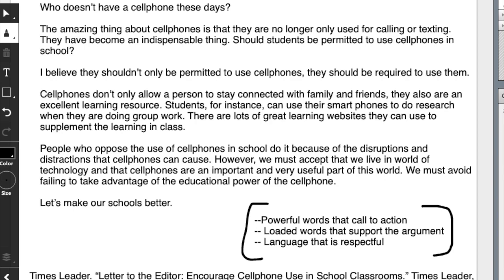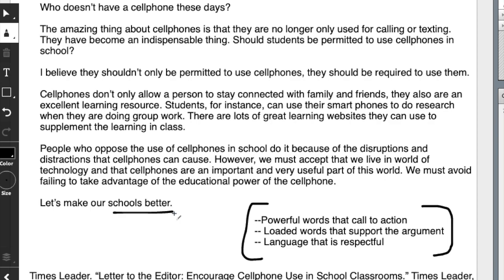Okay, so powerful words that call to action. Call to action is normally the end of an essay or the end of something. And then, if we look here, let's make our schools better. The call to action is very powerful. Let's make our schools better. This also lends an emotional component. As parents, we want our kids to go to good schools. We want our kids to have a good education. We want our schools to be better, right? So that is a loaded.